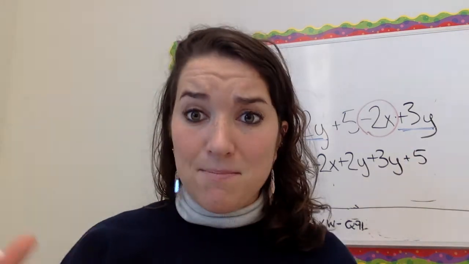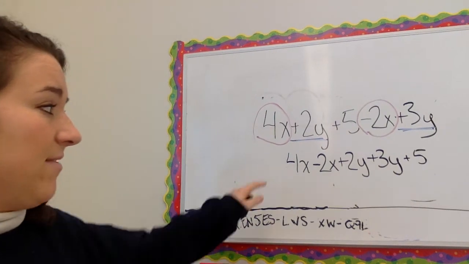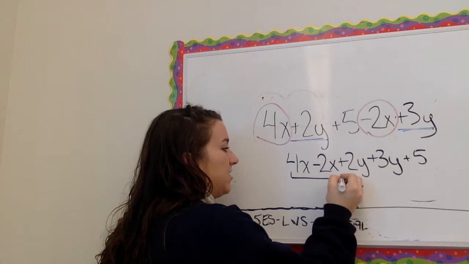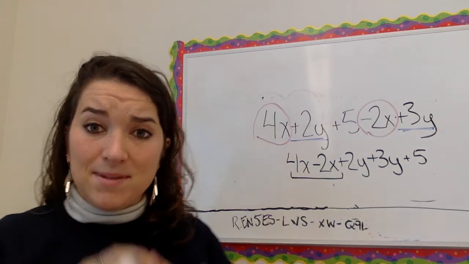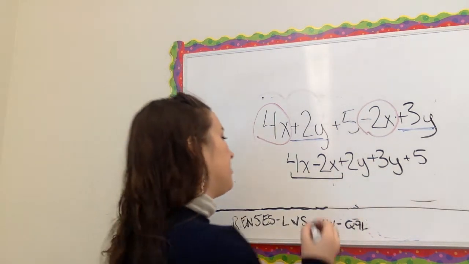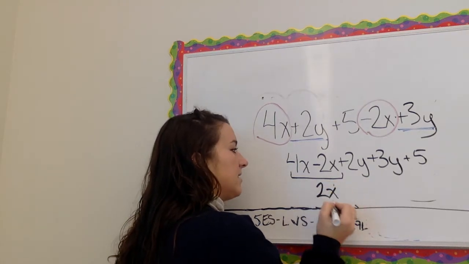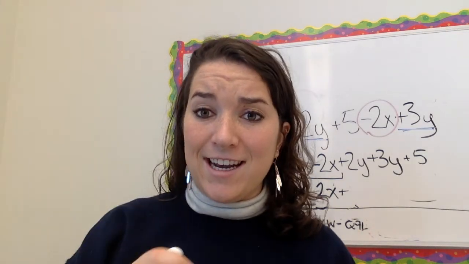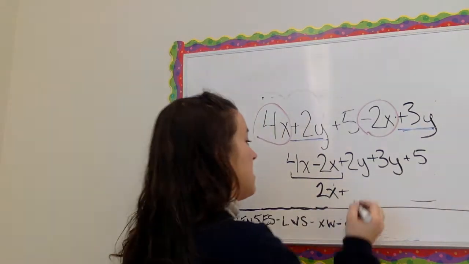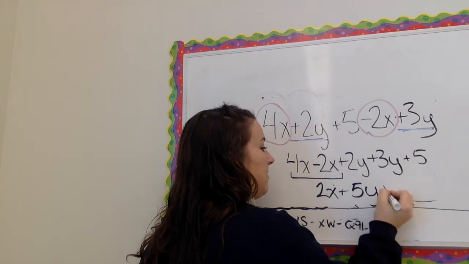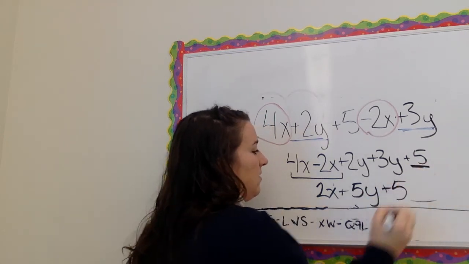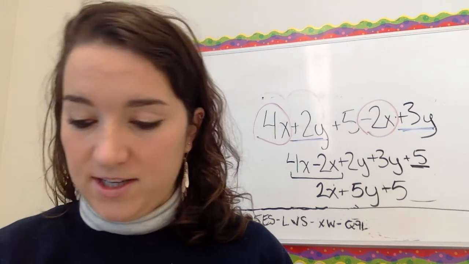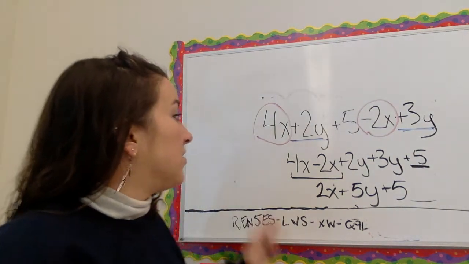Then again, I'm going to combine my like terms, or the terms that have the same variable or don't have a variable at all. I have 4x minus 2x. I have 4x and I'm taking away 2x's, so it's going to leave me with 2x. And I keep my sign here, plus. Then I have 2y, and I'm adding another 3y, so I'm going to have 5y plus my constant, which is 5. So I have 2x plus 5y plus 5. That's my final answer. All right, so that's the front of the worksheet.